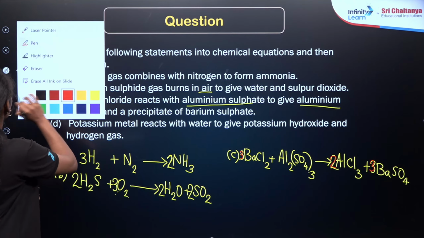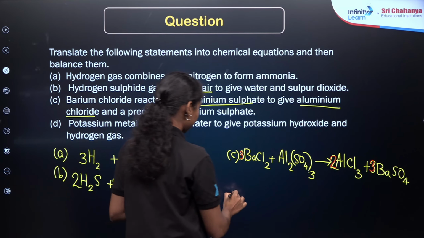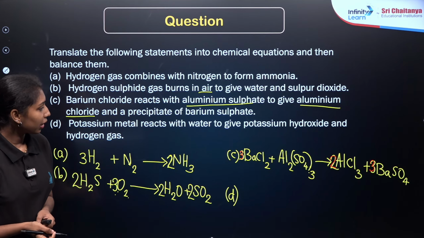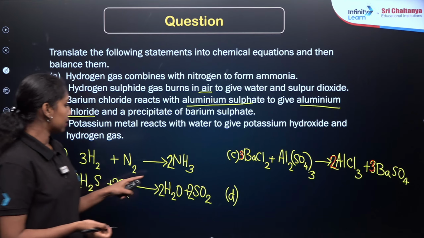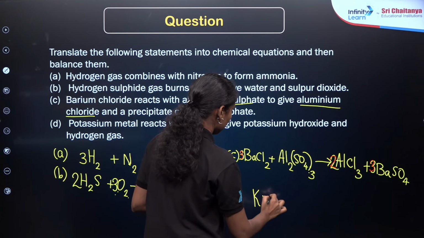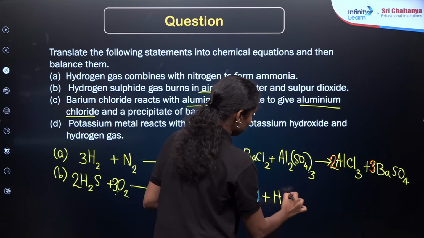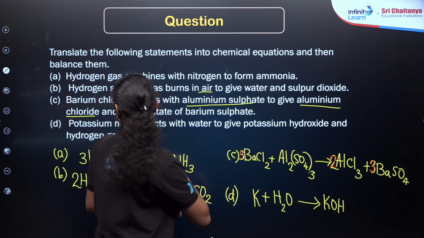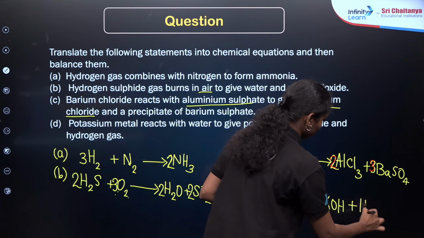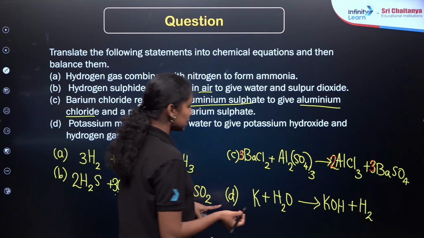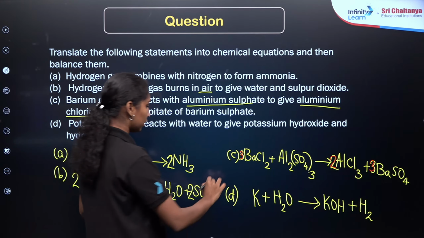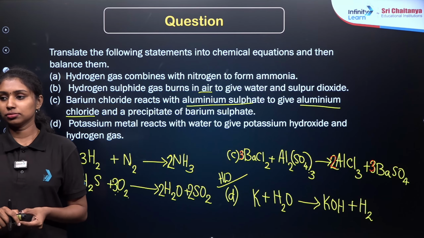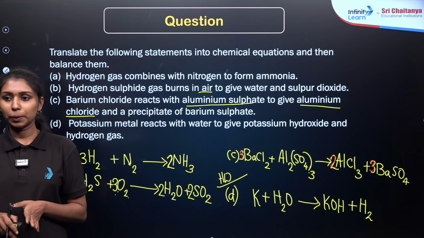What about the last reaction? Potassium metal reacts with water to form potassium hydroxide and hydrogen gas, right? Potassium is K, reacting with water to form potassium hydroxide, KOH, plus hydrogen gas, H2. This is very easy balancing, just try by yourself, take it as homework. I hope it is clear for everyone.